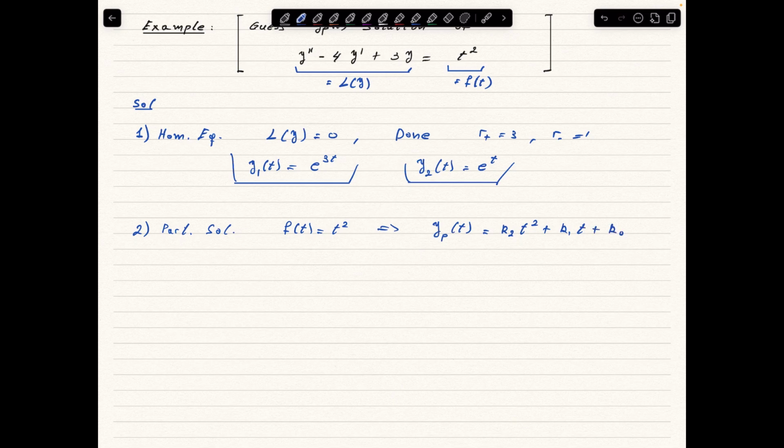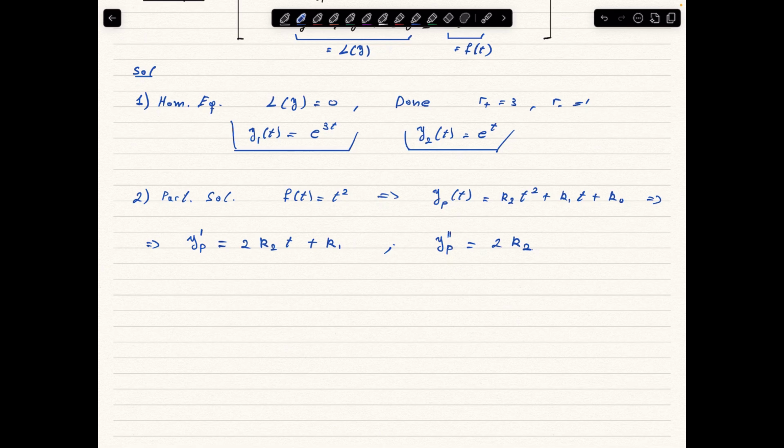We put that into the equation, but to put that into the equation, we need to compute the derivatives. The derivatives are very simple because it's a polynomial. The first derivative is just 2 k2t plus k1, and then the second derivative is going to be a derivative of the first derivative, so it's going to be 2 k2. Very simple.